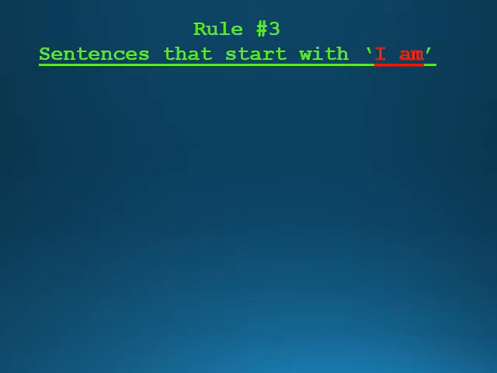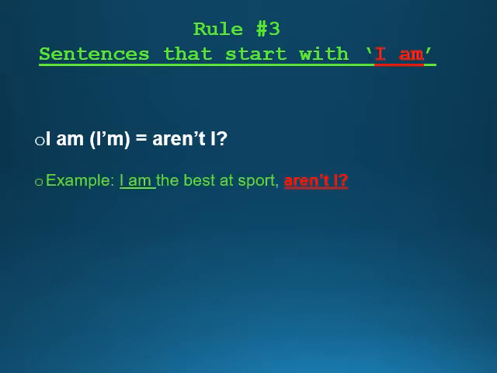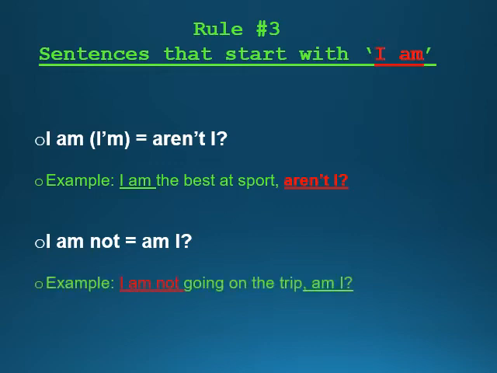Rule number 3. Sentences that start with I am. For I am, we use for the question tag, aren't I? Example, I am the best at sport, aren't I? But if we start the sentence with a negative, for example, I am not, we use am I. Example, I am not going on a trip, am I? So really you need to pay attention to this rule.